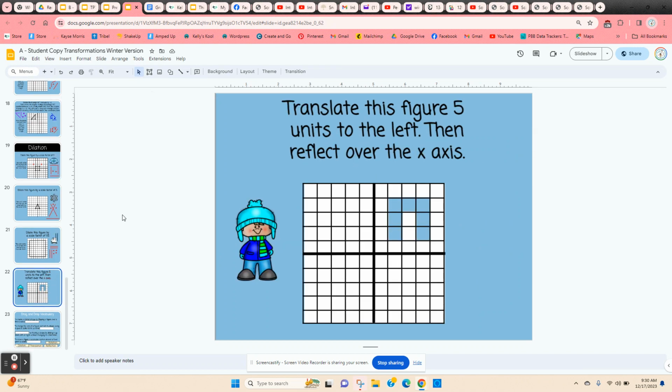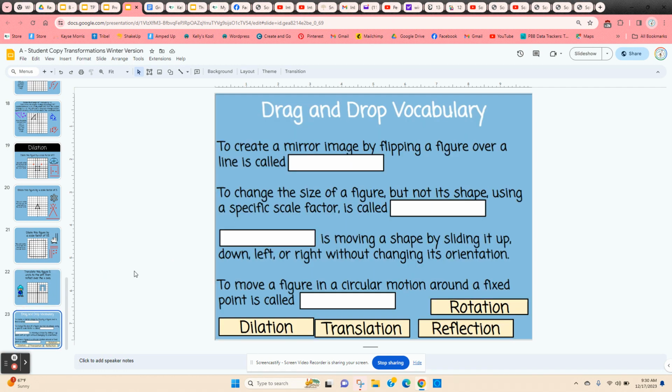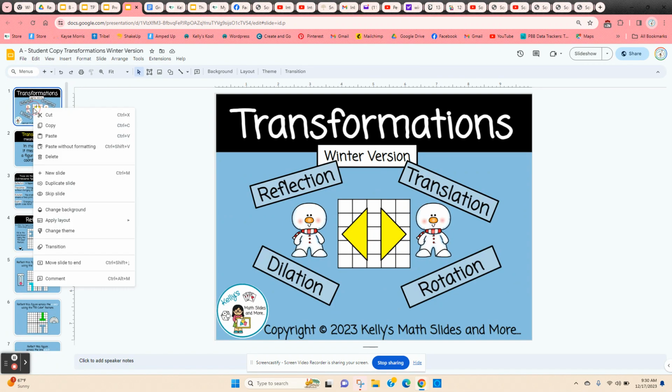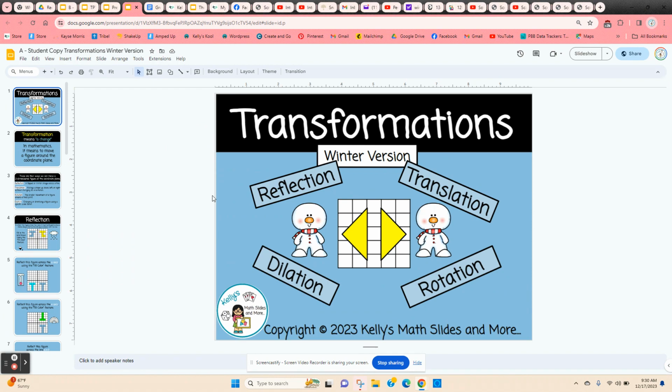The final transformation will be 2 transformations for one figure. So they're going to take this figure, they're going to translate it 5 units to the left, and then reflect it over the x-axis. The final slide will just be a review of the vocabulary. Students are going to drag and drop these vocabulary terms into the correct place in the sentence frames. So that is Digital Lesson on Transformations, the winter version.